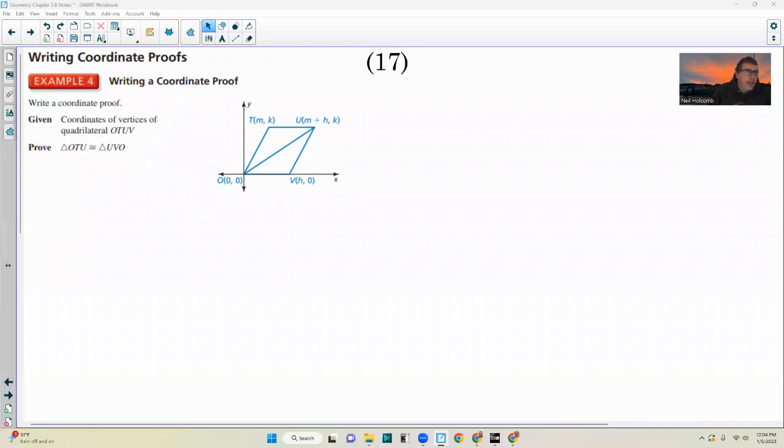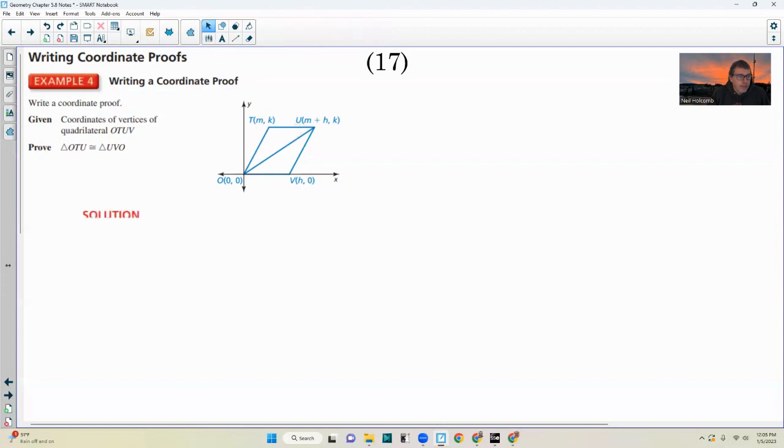All right, example 4 is writing a coordinate proof. Write a coordinate proof given the coordinates of the vertices of a quadrilateral OTUV. We want to prove that triangle OTU is congruent to triangle UVO. Okay, so we want to prove this triangle is congruent to this triangle. That's the goal. How do we do that? Well, we have reflexive sides, so we have one side in common. Now we just have to prove maybe 2 other lengths because we can't find angle measures with unknown values.